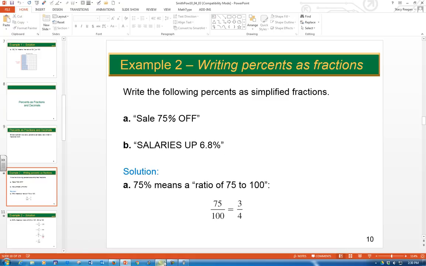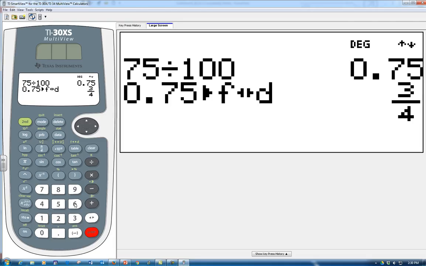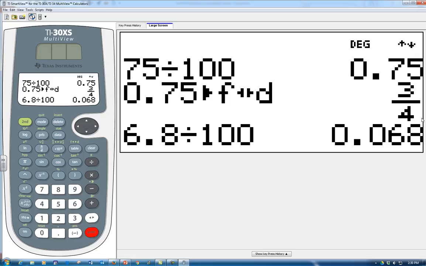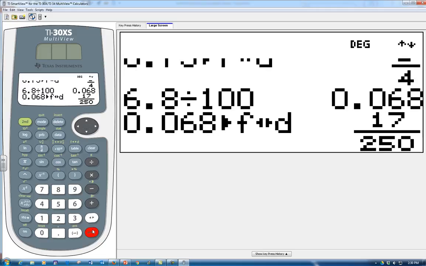So let's see what the next one is. 6.8%. So let's do that again. 6.8 divided by 100, because percentages are always based on 100. That's the decimal, so 0.068. If I take my calculator and I hit it, that's going to reduce my fraction for me. So 17 over 250, that's the fraction that you would have.